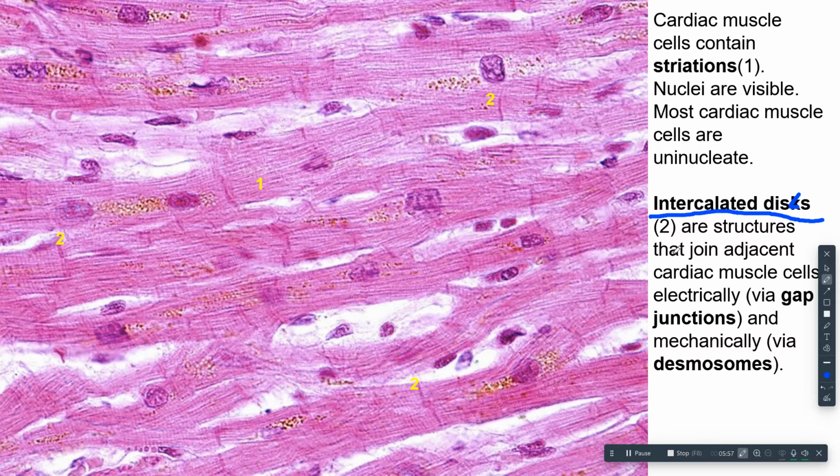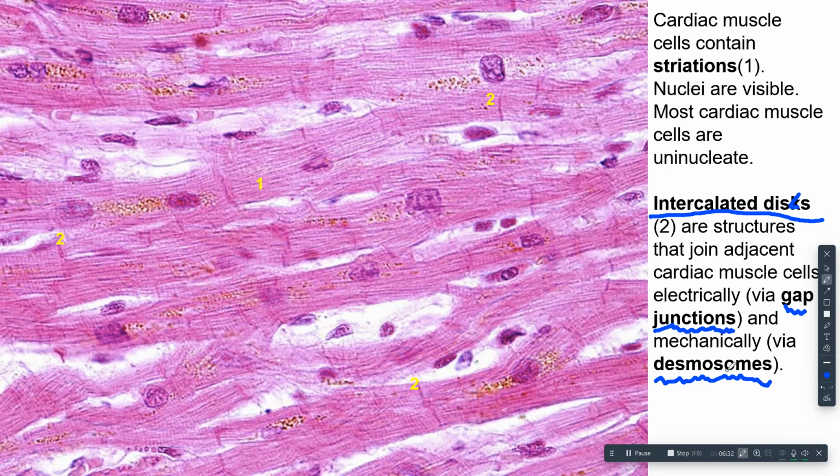And because they're in between cardiac muscle cells, it's going to make sense that their job is to join them together. And they actually join them together in two ways. They do it mechanically via structures we know called desmosomes, and they also do it electrically via structures called gap junctions. I got millions of cardiac muscle cells. I want them to contract and contract powerfully. I don't want them to pull apart, so I need them to be anchored to one another with desmosomes. I also want them to have a coordinated contraction.